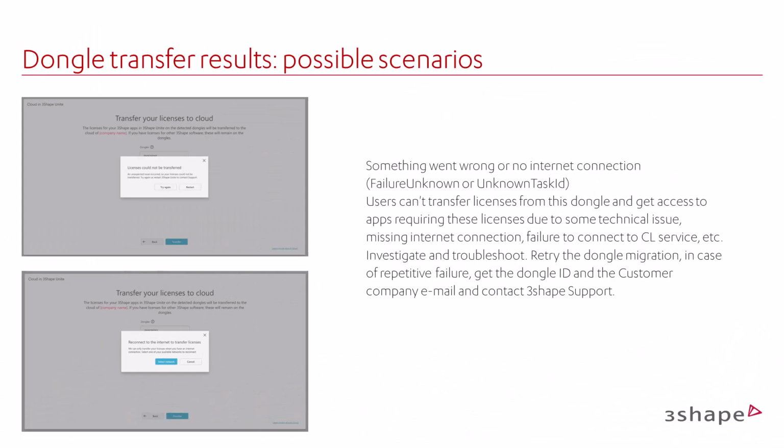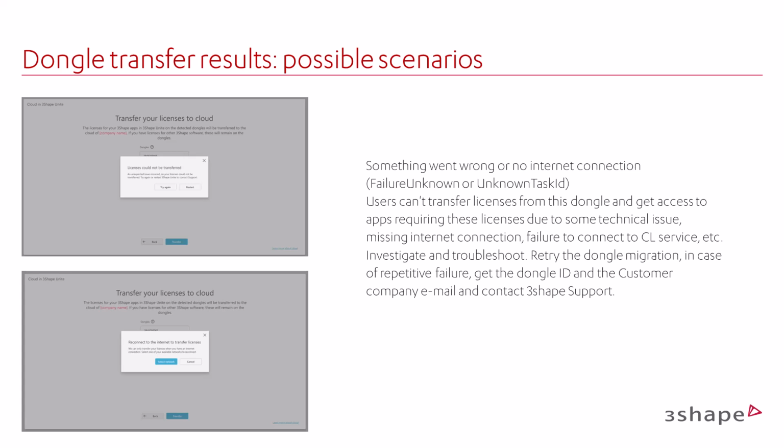This scenario illustrates when something goes wrong during the migration process, and Unite cannot read the dongle information. As a result, users cannot transfer licenses from this dongle and gain access to the apps requiring these licenses due to various technical issues: missing internet connection, failure to connect to the cloud license server, the dongle service stops running on the local computer, or simply, the dongle drivers stop working.